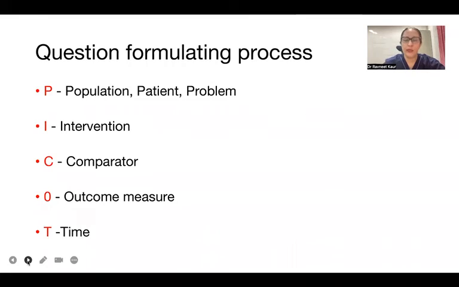When you have to formulate your question, PICOT comes into existence, where P stands for what type of population or patient and what is the problem, which intervention will you be using, do you have a comparator or a control group, what will be your outcome measure, and what will be your time frame of the study.